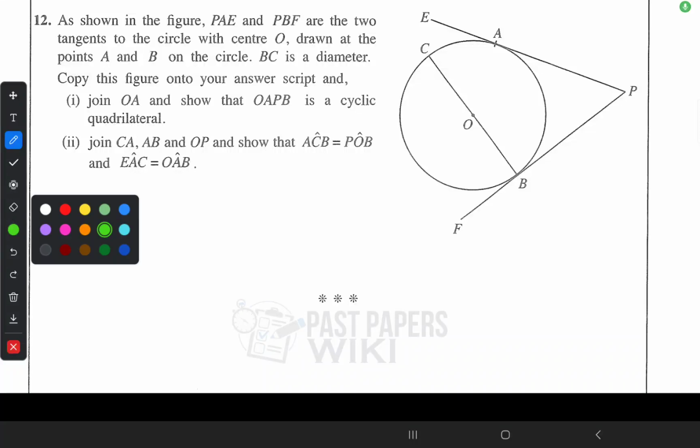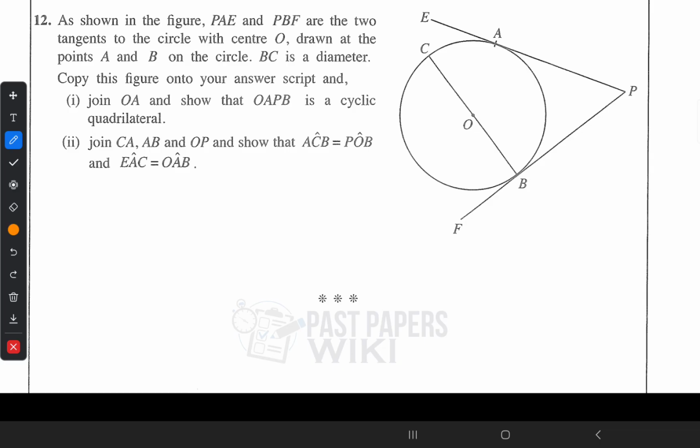2024 paper. No, 2020 paper. As shown in the figure, PAE and PBF are straight lines, two tangents to the circle with center O drawn at the points A and B. The straight line PF lies on the circle's circumference at B and this line at A. BC is the diameter. Thereafter, copy the figure onto your answer script and join OA.